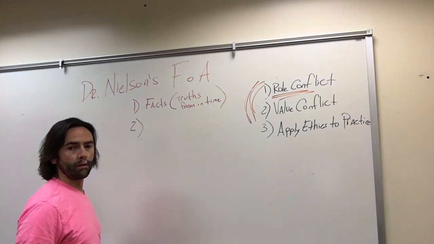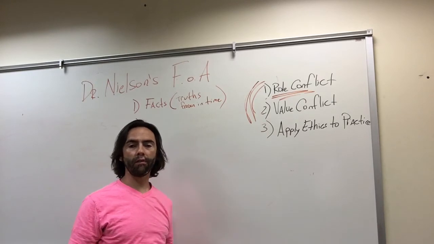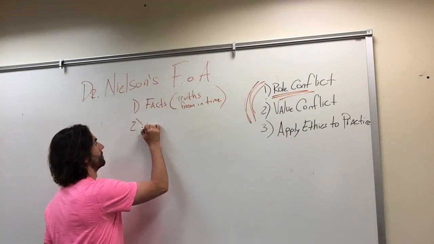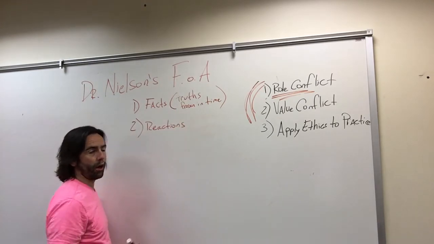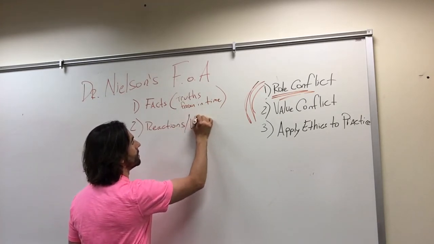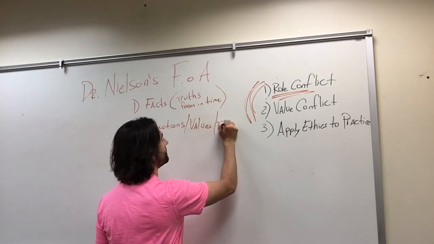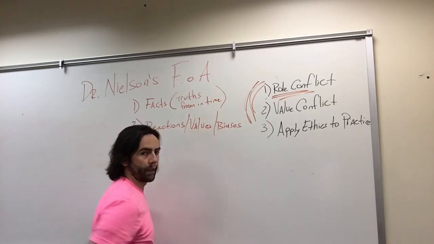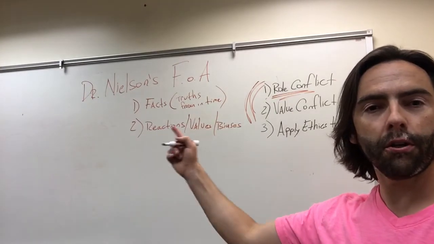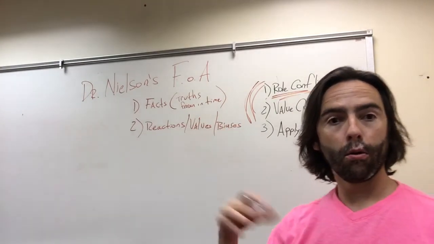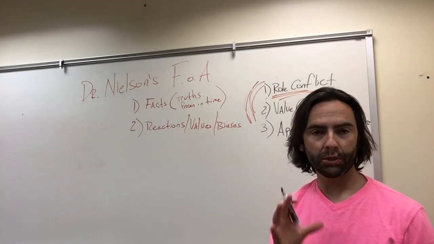Number 2, kind of goes in here, role and value conflict. I want to know what your reactions are. What are your values? What are your biases? You see that? Step number 2. What are your reactions? What are your values? What are your biases? What's happening to you? Here are the facts. How are you responding to them?